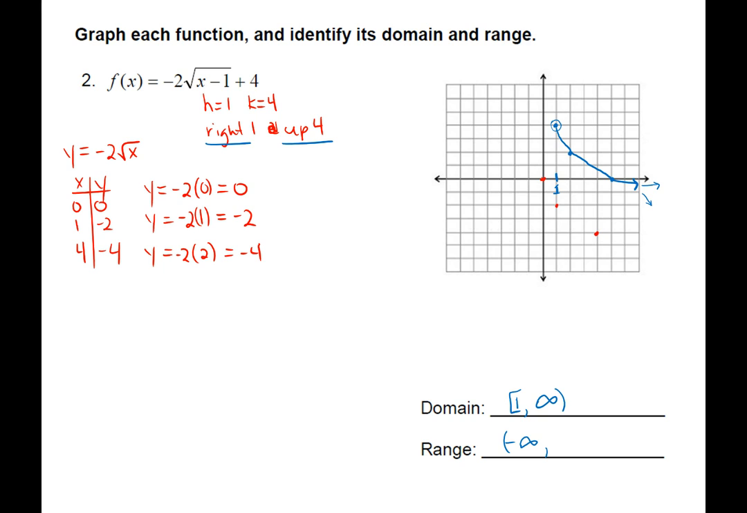And then when I look for the highest y value on the graph, that's way up here, that point I already circled, that y value is at 4. So I would go negative infinity to 4 with a bracket.